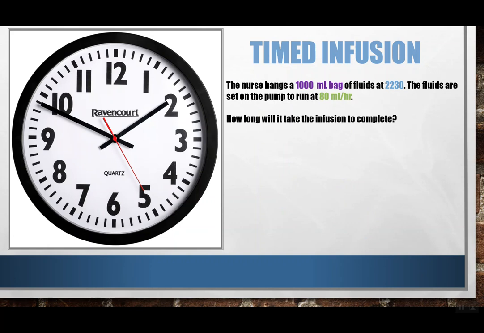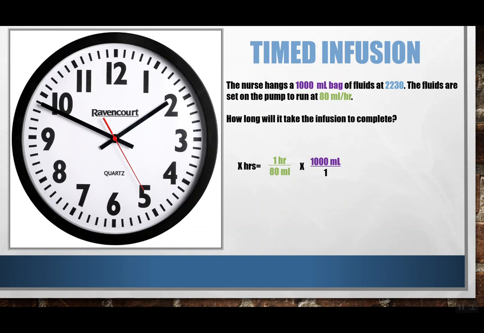So now you have to be careful. The nurse hangs a 1,000 milliliter bag of fluid at 22:30. The fluids are set on a pump to run at 80 mils per hour. How long will it take for the infusion to complete? So I have X hours again. 1 hour over 80 mils, just like we had. I have a 1,000 mil bag.